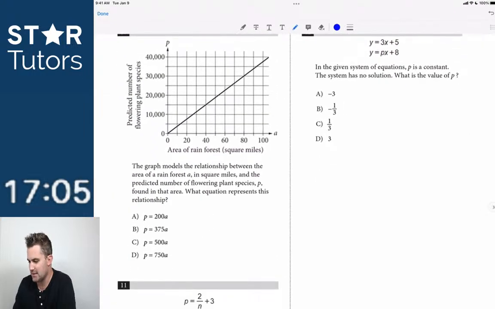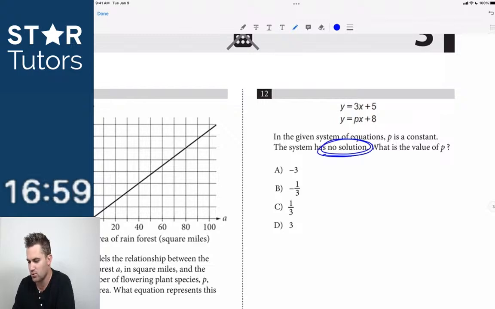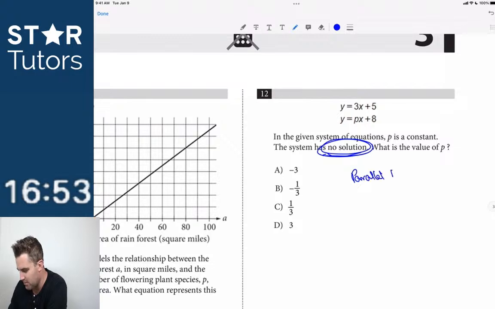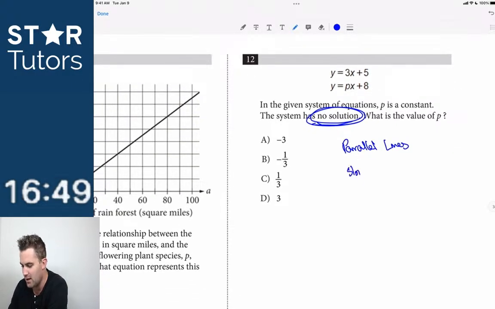I'm going to skip number 10. I might do 11 in a second, but 12 is super straightforward. If you ever see the term no solution, if the given says a is a constant and the system has no solution, that means parallel lines. Parallel lines means the slopes are equal, slope equals slope, and the y-intercepts are different. Look how straightforward this is.